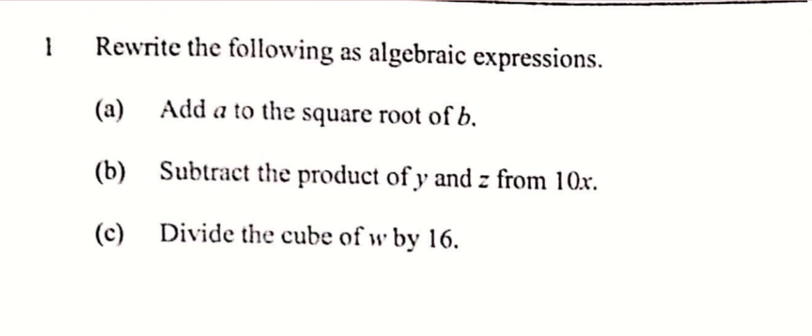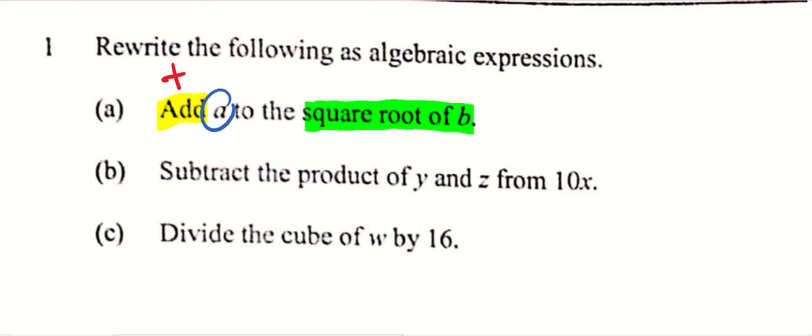Part one: add a to the square root of b. First thing I'll do: add means plus, everybody knows. So we are adding this item called a to the square root of b. What is this square root of b? If you remember, square root looks like this, and square root of b simply is this. So what are we adding? We're adding a to this.